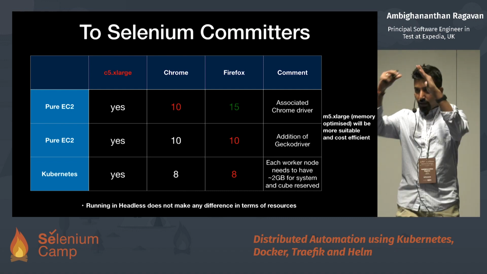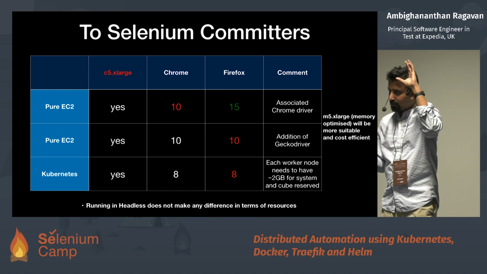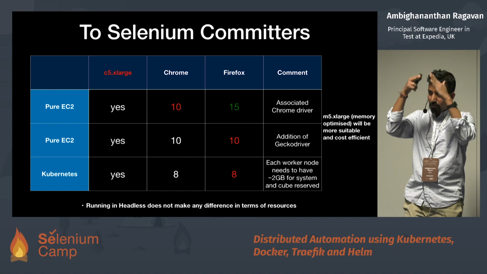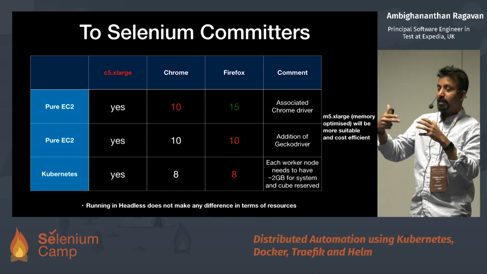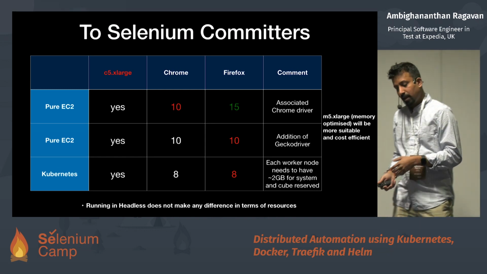So if you look at the test pyramid, the UI test is at the top because it's costly and it's highly brittle, and that's why we want to have a smaller number of UI tests. And looking at this, the cost is going up because of the associated WebDriver and so on.